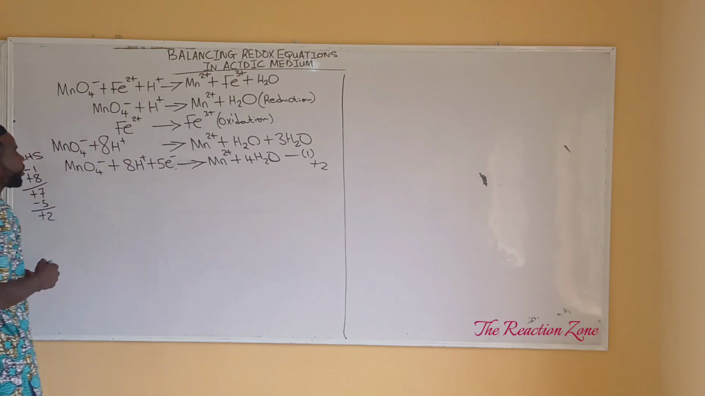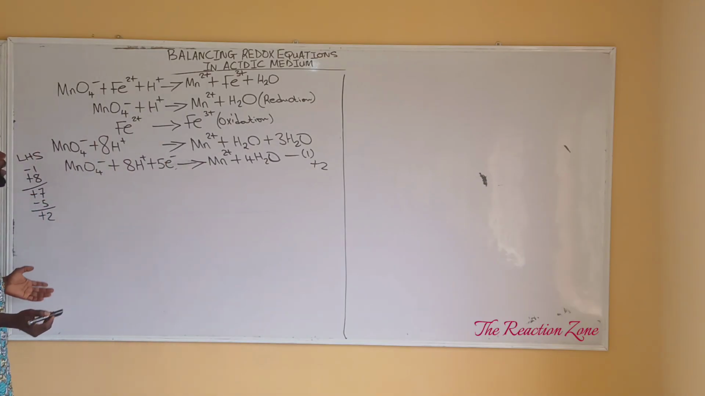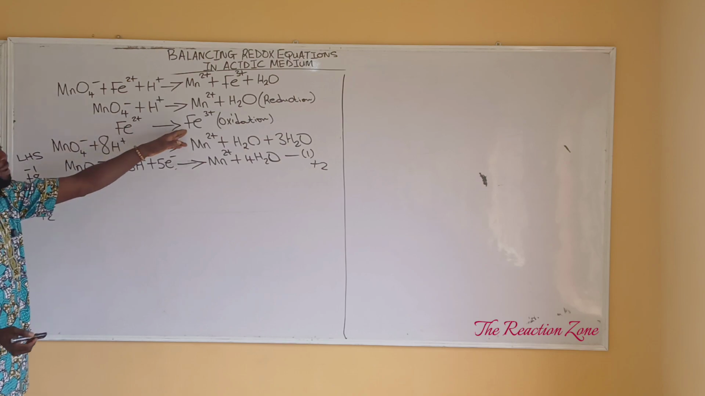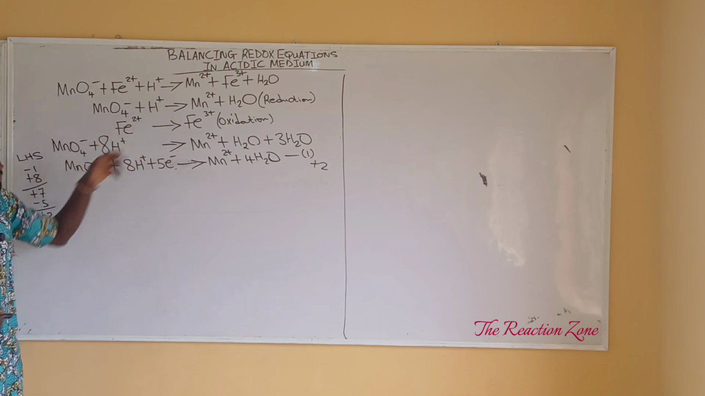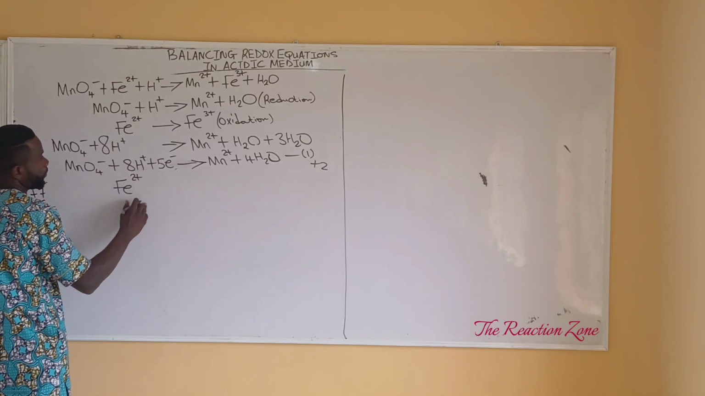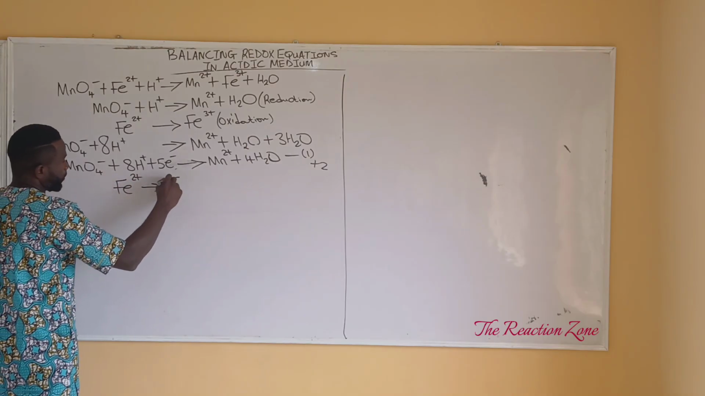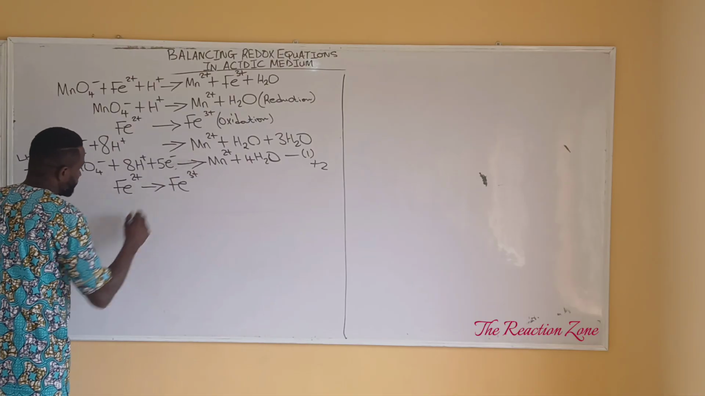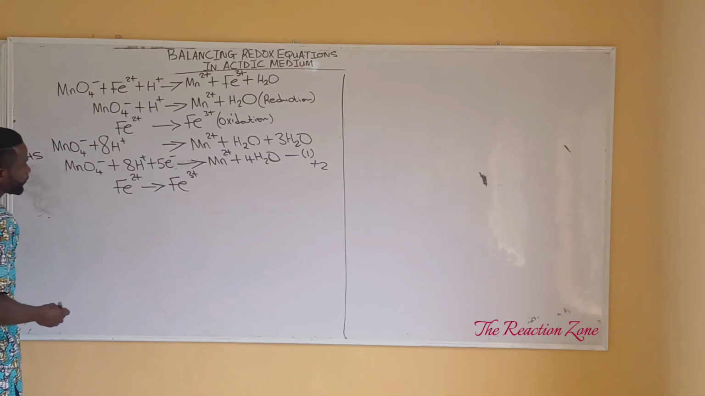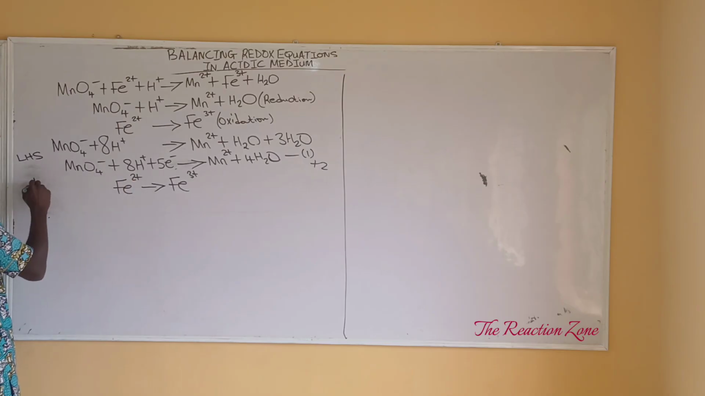The second half equation does not have oxygen, and the atoms of iron are balanced. Iron atoms on both sides are balanced. So you just bring it down. This is Fe2 plus to Fe3 plus. On the left hand side here, the net charge is plus 2.